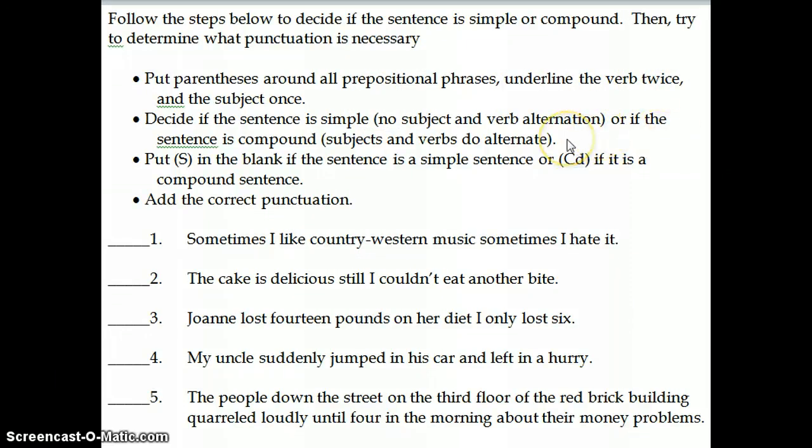We have to remember that if it's a compound sentence, the subjects and verbs alternate. So we would have two independent clauses and we would follow the pattern subject, verb, subject, verb. And last, we're going to add the correct punctuation. So let's look at this first example.